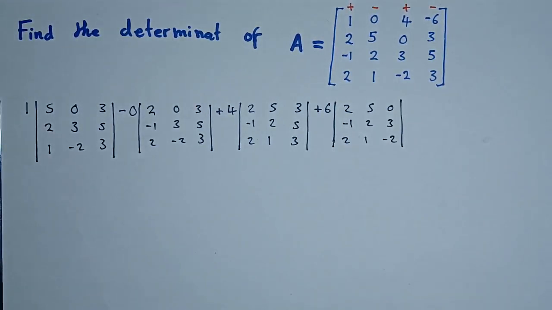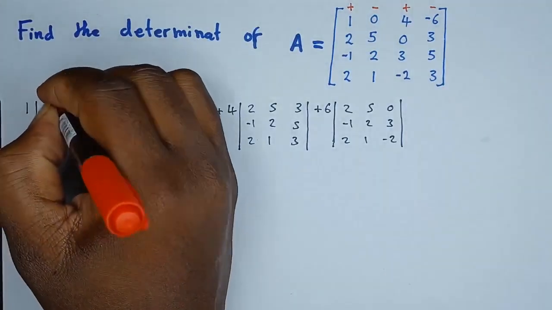Now this is where you need to know how to find the determinant of a 3 by 3. So if you go to the description below, you will see a link that shows how to find the 3 by 3 determinant as well as a 2 by 2 determinant. Okay, so let's proceed. Now we have to find 3 by 3 determinants. To do that, the procedure is the same.